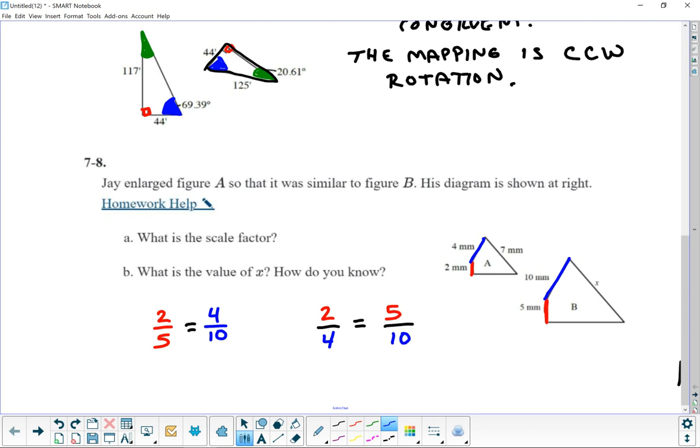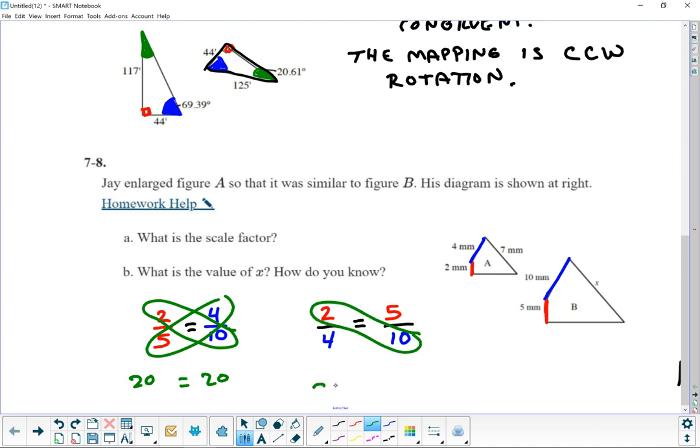Right, so you can set up this proportion, and if you notice, when I do the cross multiplication, I get 20. 2 times 10 is 20, equals 5 times 4 is 20, right? See?